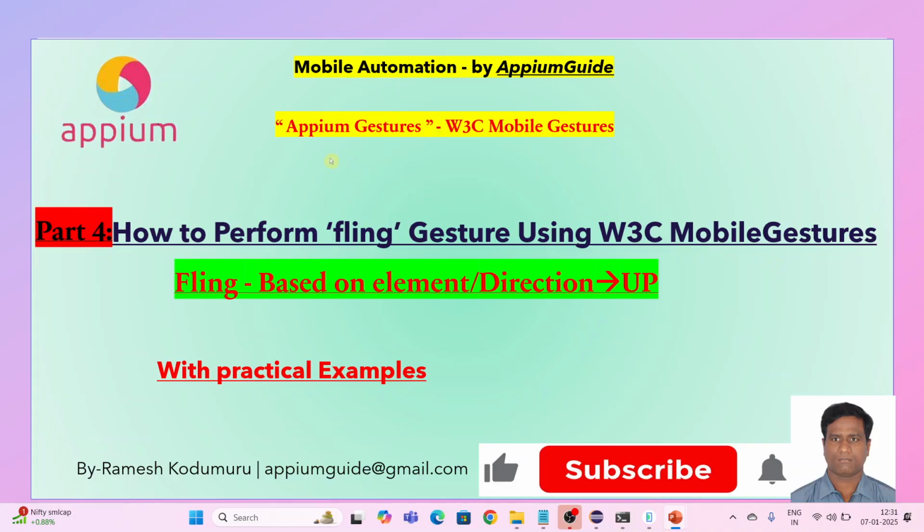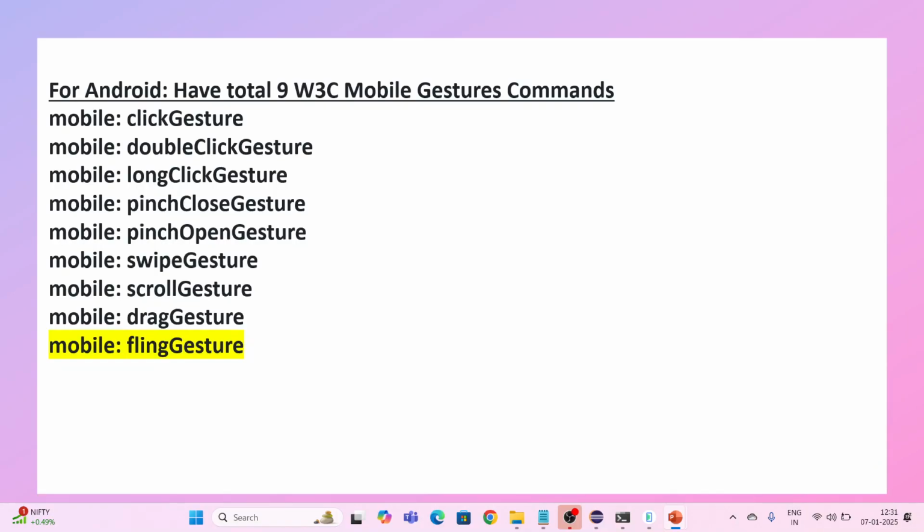As a part of our Appium Gestures series, in this video we'll see how to perform the Fling gesture using W3C mobile gestures. We are basically performing the Fling gesture based on the element and the direction, and we are using the direction up. In the previous video we saw the direction down. In this video we perform the fling gesture based on the element and the direction up. As you know, for Android we have 9 W3C mobile gestures commands.